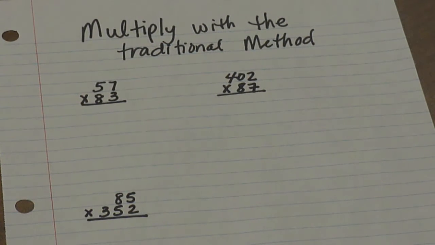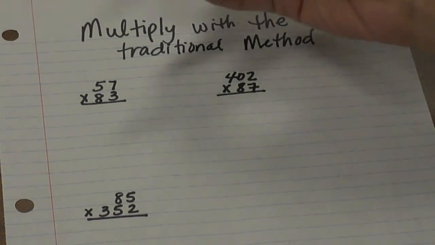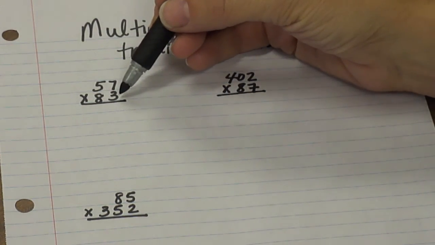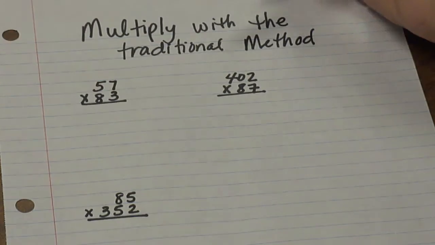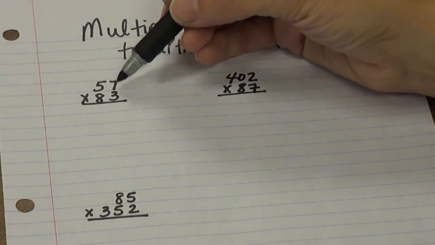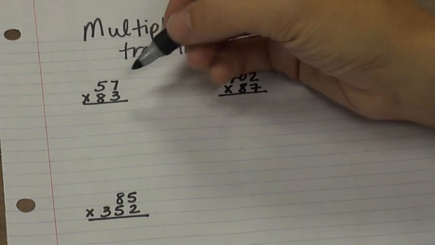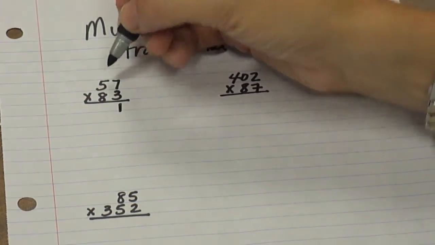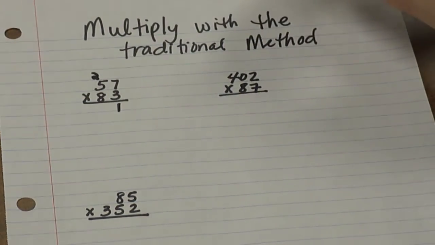When multiplying with the traditional method, this is probably the method your parents know. What we'll be doing is taking this bottom right-hand value, the ones place, the 3, and multiplying it first times the 7 and then times the 5. 3 times 7 is 21. I put down a 1 and I'm going to carry that 2 because it goes in the next place value.